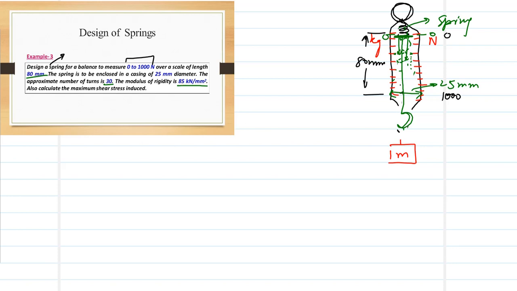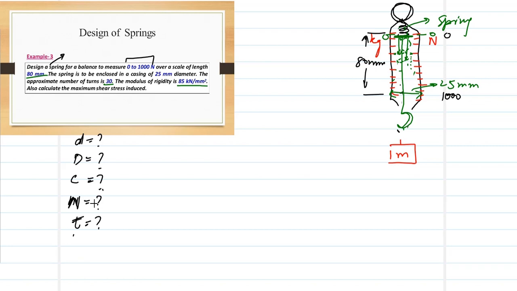So you have to find two things. One is the design. Design generally means you have to find small d, you have to find capital D, and you have to find C. Clear? n, the number of turns, is also a design parameter, but in this particular problem n is given. Clear? And the last thing is the deflection. Sorry, not deflection, stress. The total stress induced. So you have to also find the stress here. Now, there are two ways to solve this problem. I just explained both of these in this lecture.